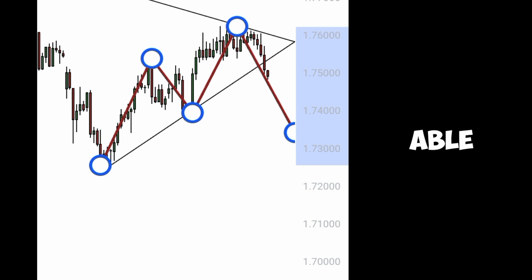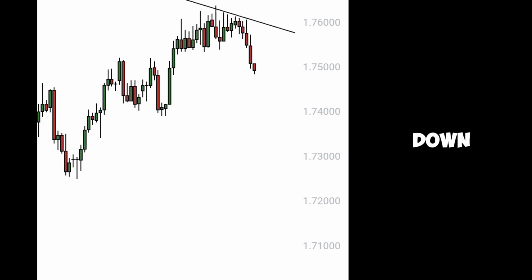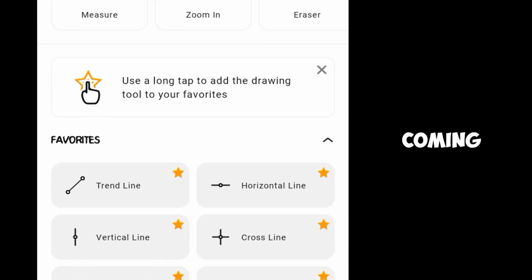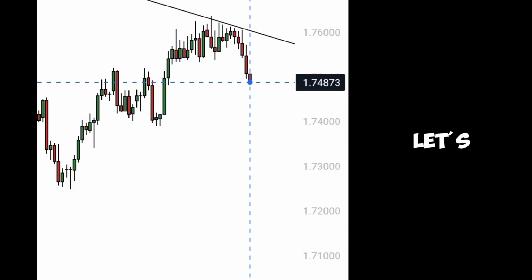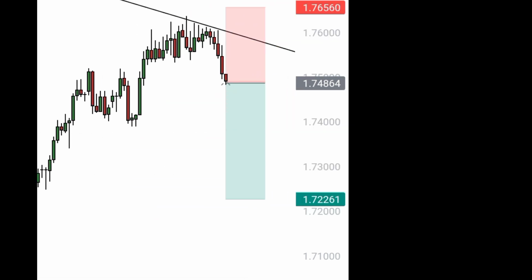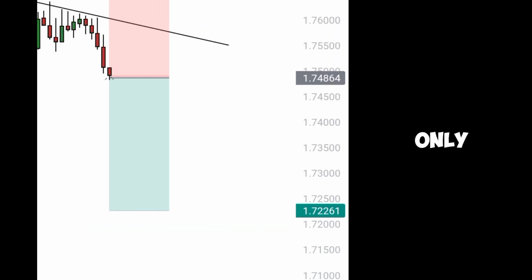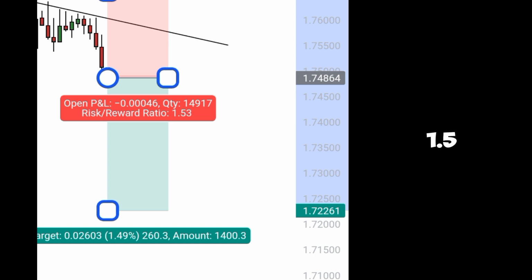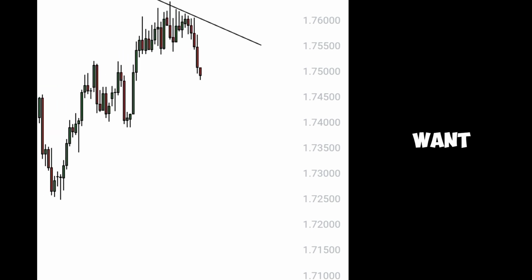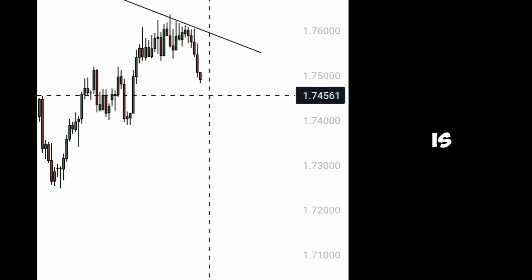Now that we have been able to figure that out, we want to look for opportunities to come down. But we can't just sell at this point because the market is coming down. Let's just sell here, put our stop loss here, put our take profit maybe down there. It doesn't exactly make sense. Your risk reward ratio in this case is only 1 to 1.5, which does not exactly make sense. So we have identified the fact that the market is coming down.